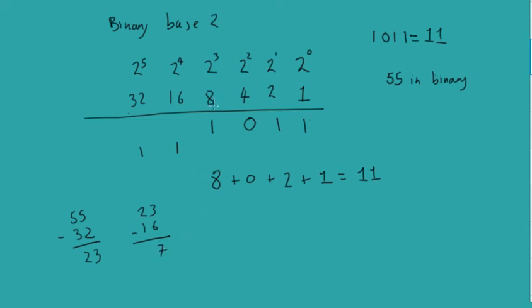Can 7 go into 8? No. So we put a 0 here. It can go into 4. So we put a 1 here. And then 7 minus 4, sorry, equals 3. 3 can go into 2. And so then 3 minus 2 is 1. And so we need a 1 here. So 55 in binary is 1, 1, 0, 1, 1, 1.